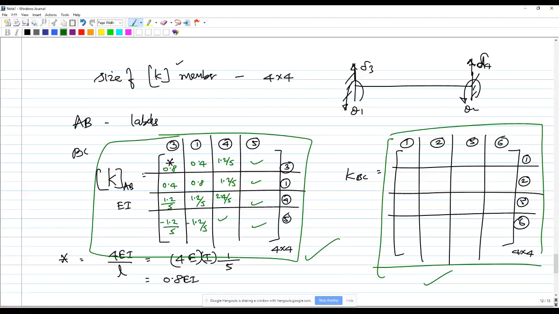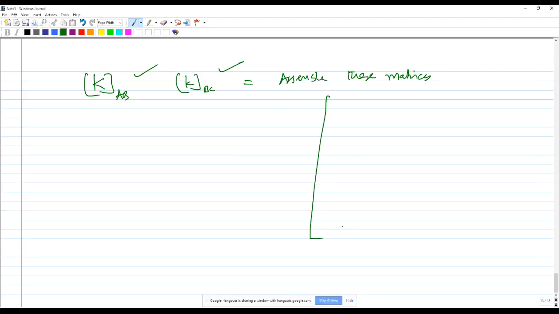So now once I have these two matrices KAB and KBC with me, I have to assemble these matrices to form the total stiffness matrix of the whole structure. That's very interesting. A common doubt which people had initially in the discussion forum is, what would be the size of this matrix? Let us go back to the question again.